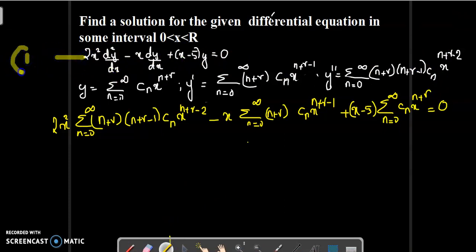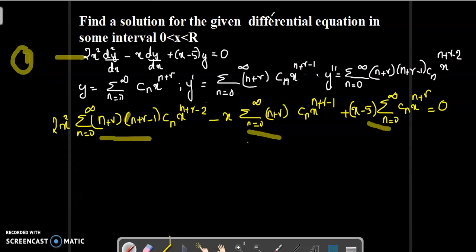Let me name this as my first equation. Here goes my d square y by dx square as this term. Also my dy by dx goes here and my y goes here. I have substituted all the necessary things. Now, as before, we'll first have to multiply all the necessary things inside. So let's try that first.